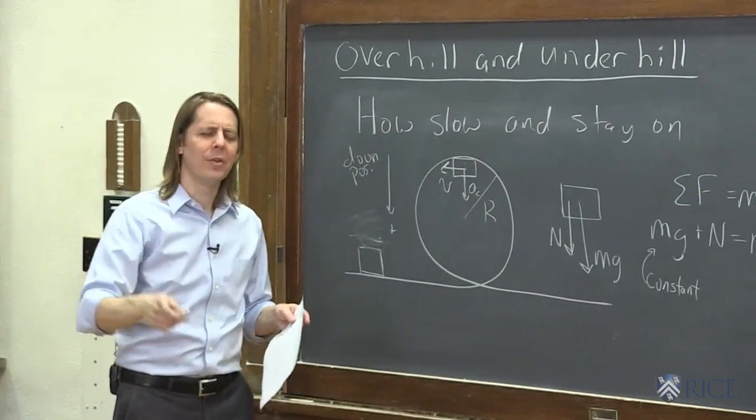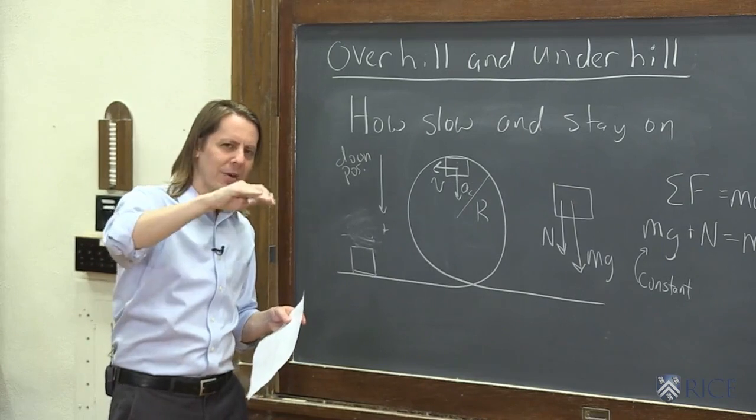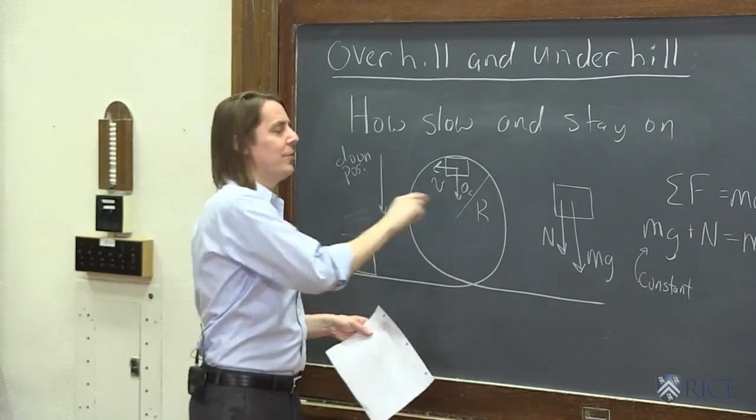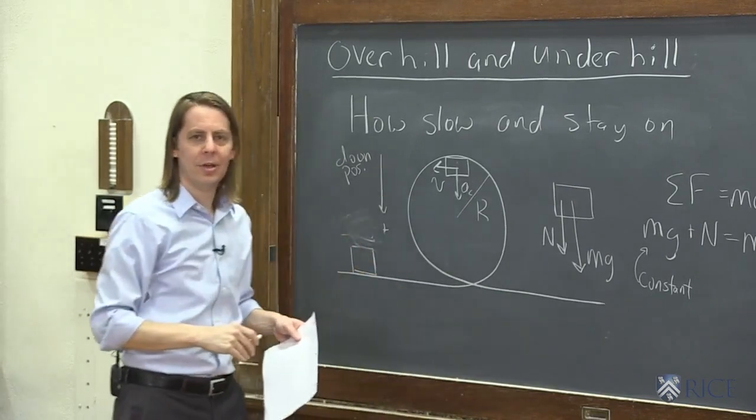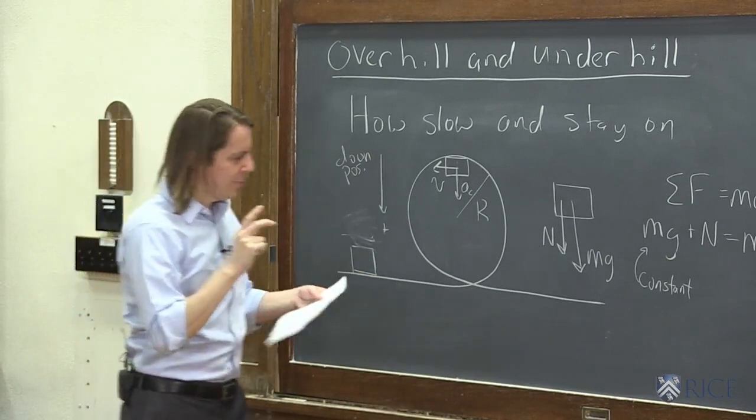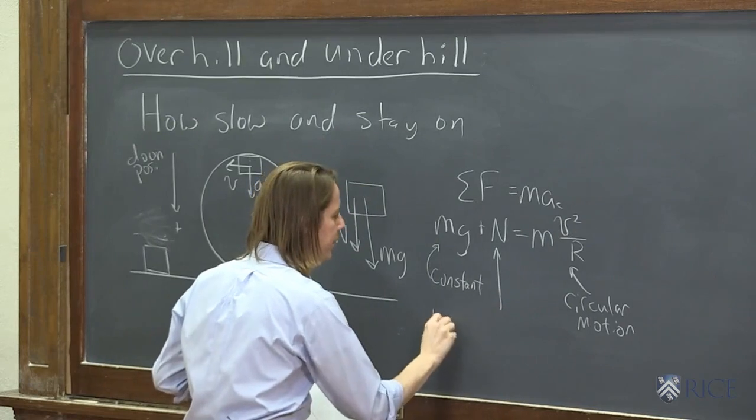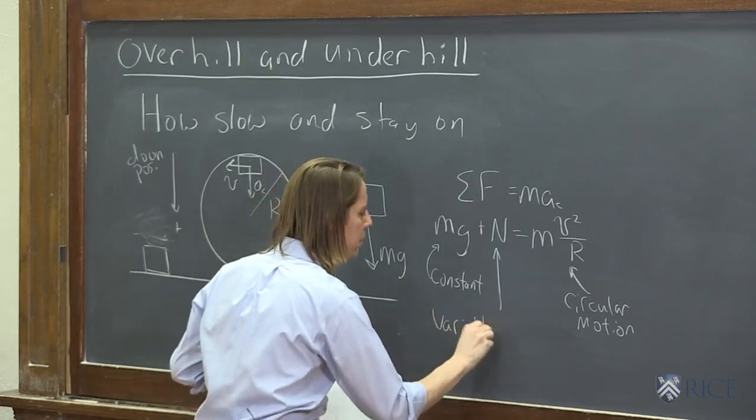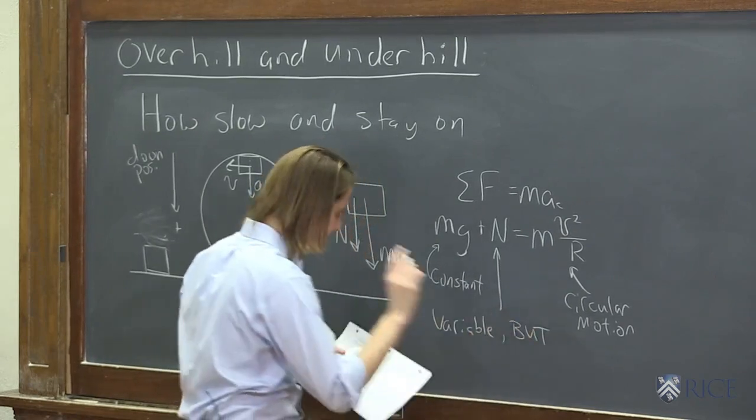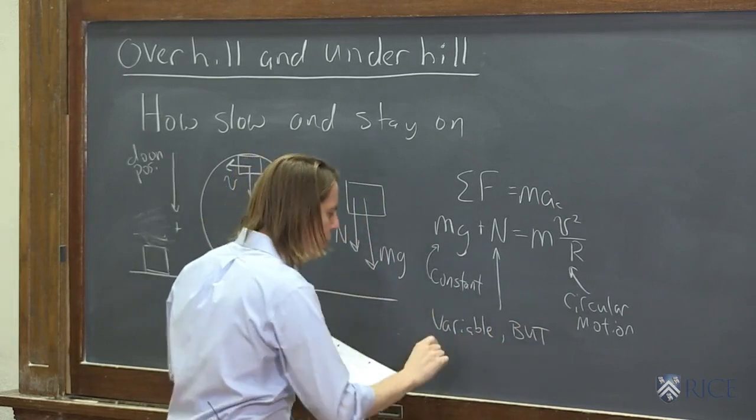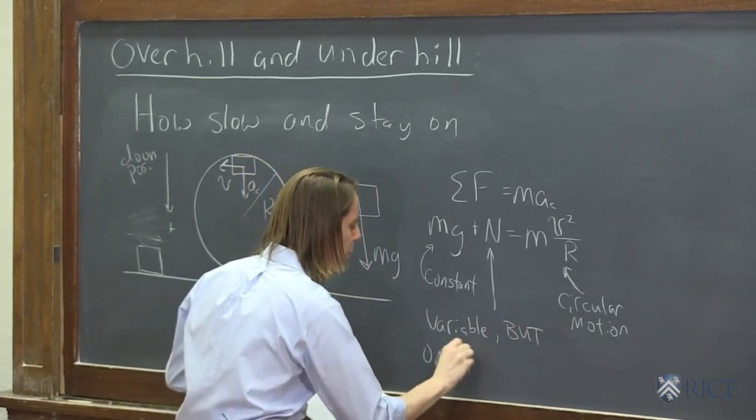If you go slowly around the track, it barely has to push you around. If you go faster, the track has to push really hard. So what you want to think about is that the normal force is variable, but this is the big part: it only points down.